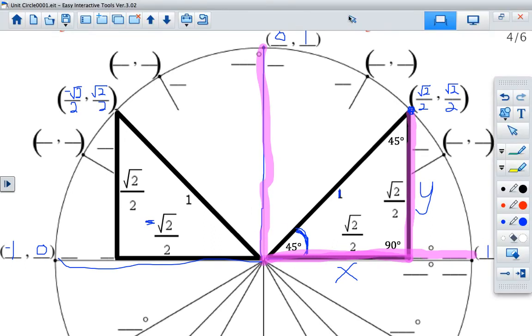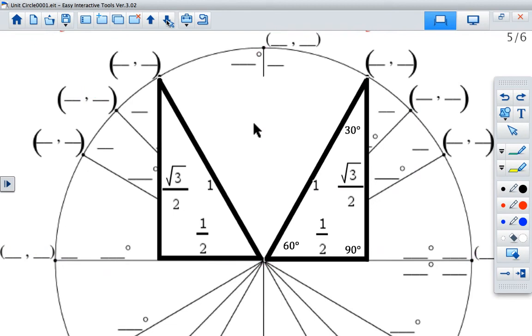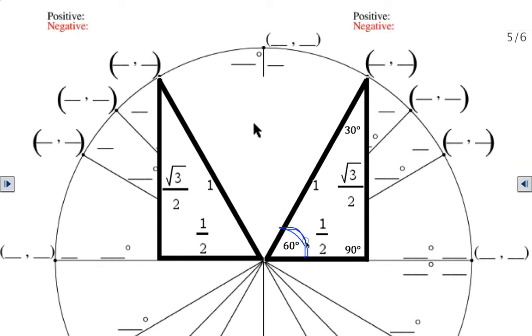Let's look at our 30, 60, 90 degree triangle. Same basic principle. Our rotation angle or our reference angle here is 60 degrees. And if my radius is 1, then I divide my radius by 2 to get my short leg, which happens to be my x value here. And then if I have my short leg, I multiply by the square root of 3 to get my long leg.